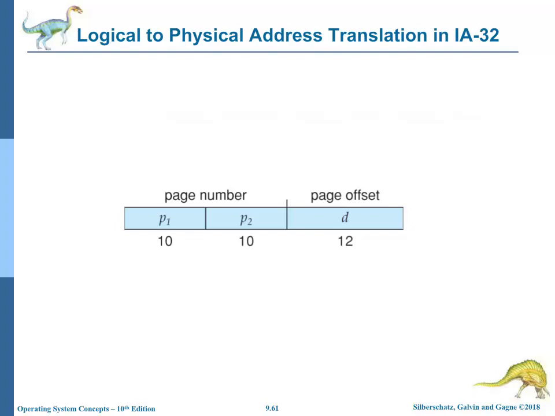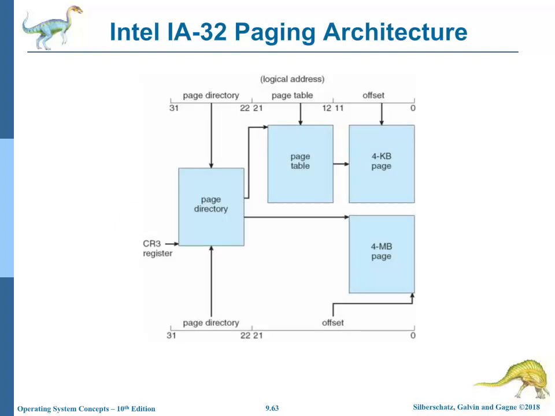Pentium paging normally uses a 2-tier paging scheme, with the first 10 bits being a page number for an outer page table, like a page directory, and then the next 10 bits being a page number within one of the 1024 inner page tables, leaving the remaining 12 bits as an offset into a 4K page. The IA32 address translation is shown in this figure.